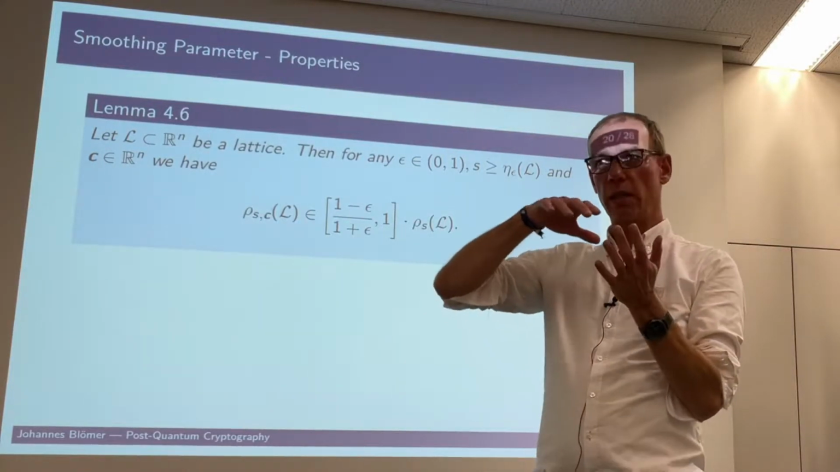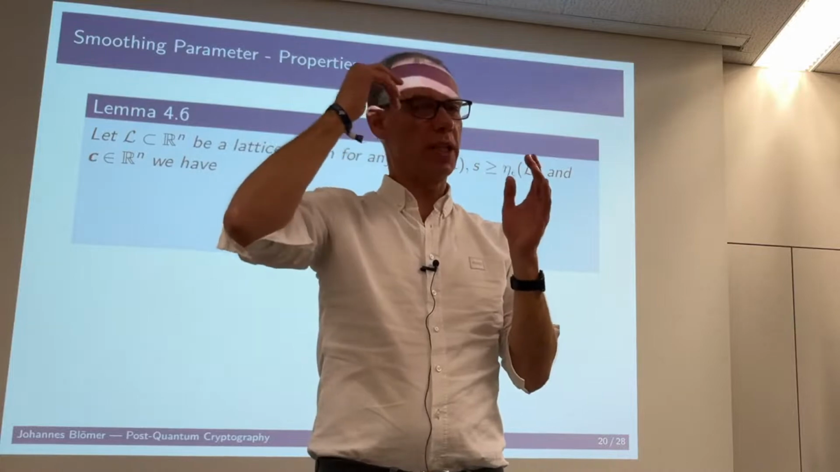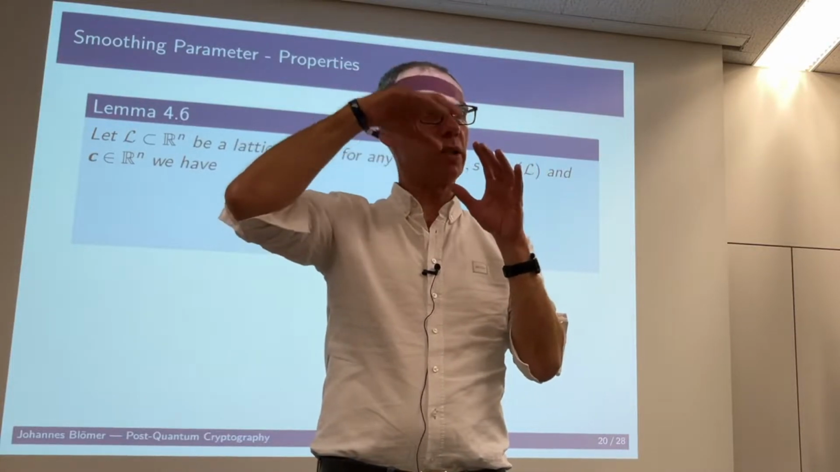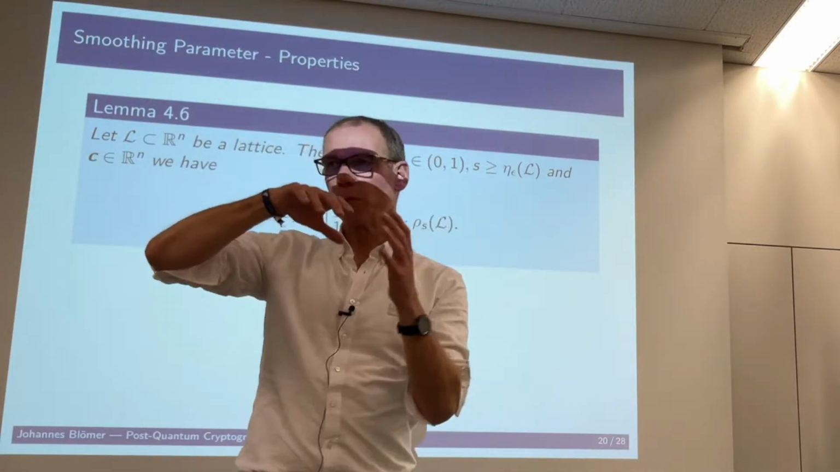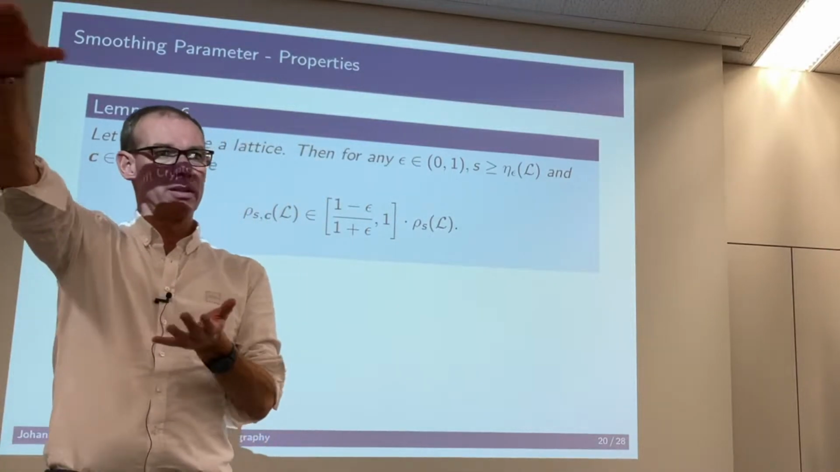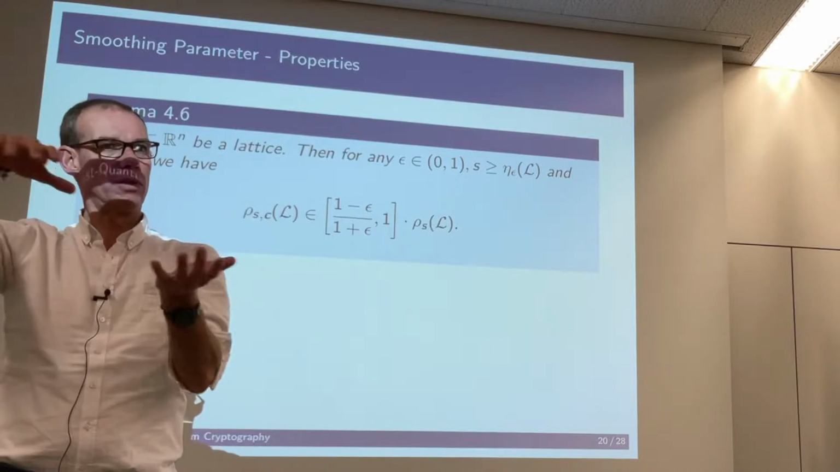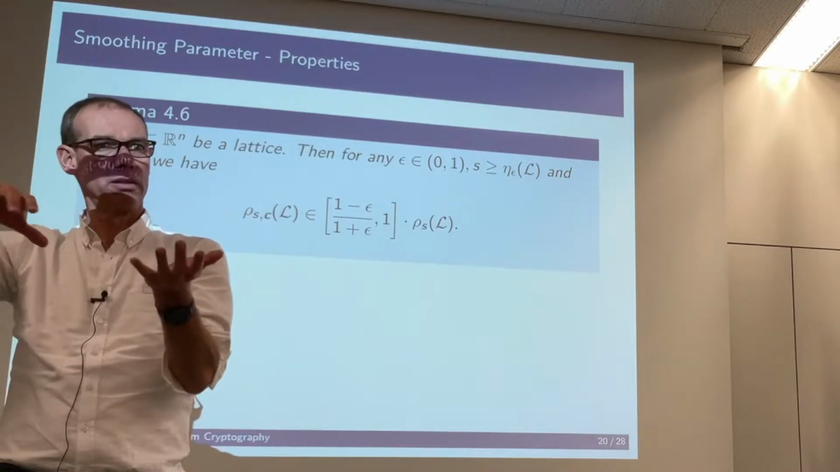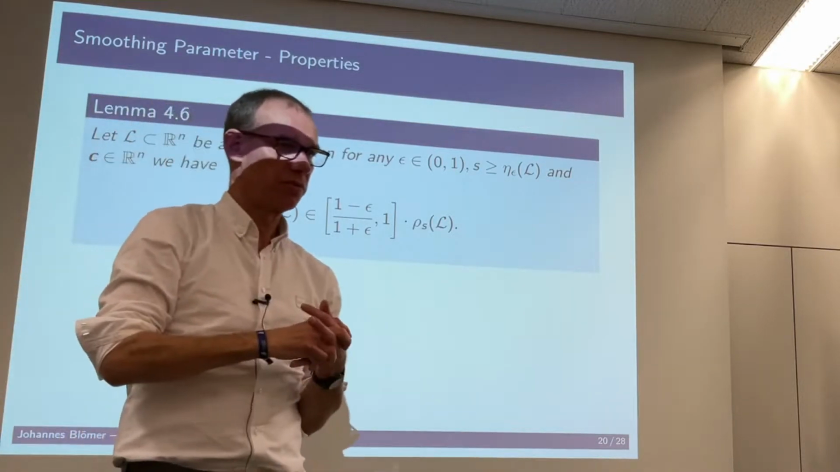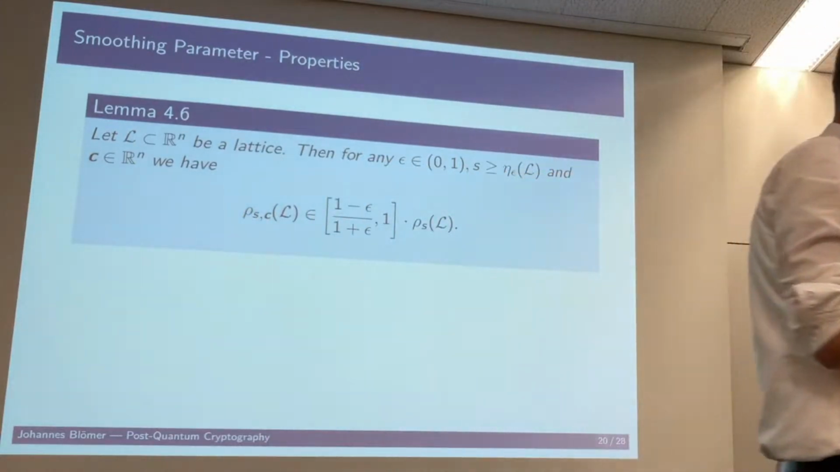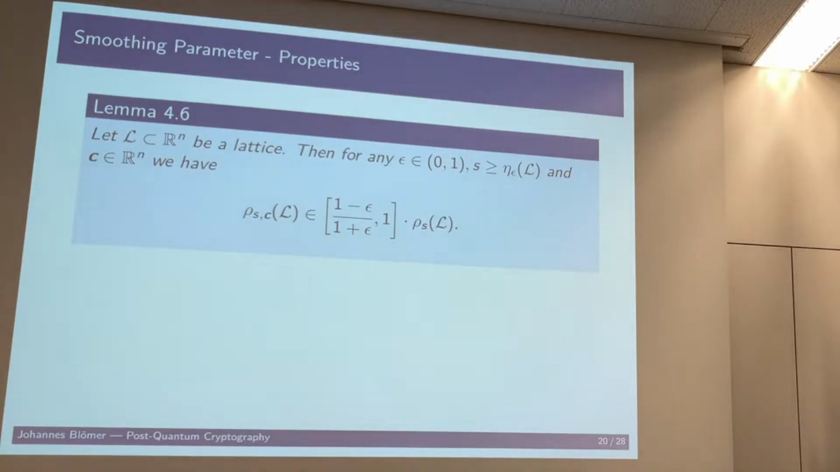Which means that the overall weight doesn't really depend much on the C. Which also means that, as I said at the beginning, we blur the discrete structure, because we can move the Gaussian around, but it always gives us roughly the same overall weight for the lattice points. So it's almost independent from this C.